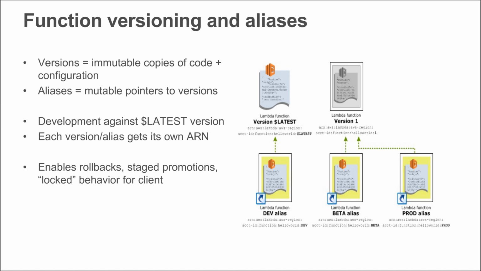The client always calls my function :prod, but behind the scenes, as you develop, that can go from 17 to 18 to 19, and the client never has to change.